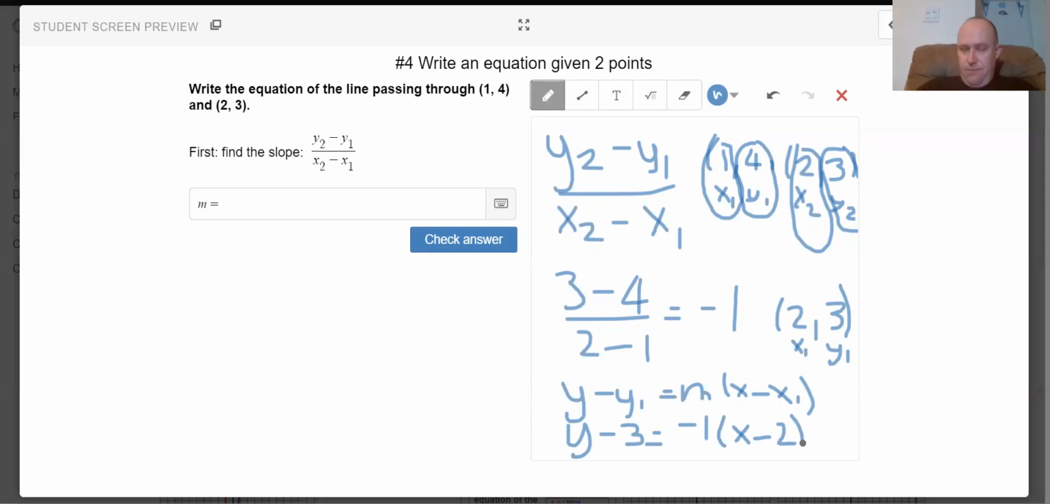And I'm really running out of room here. If you were to distribute this, I would get negative X and then positive 2. And if I do the opposite of negative 3, which is to add 3, 2 add 3 is 5. So I'm going to go ahead and type in here. Oops. Actually, it just says, first of all, find out the slope. I guess I was getting a little carried away here. So the slope is negative 1.